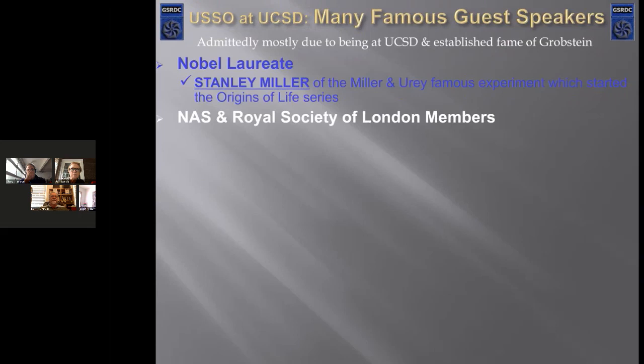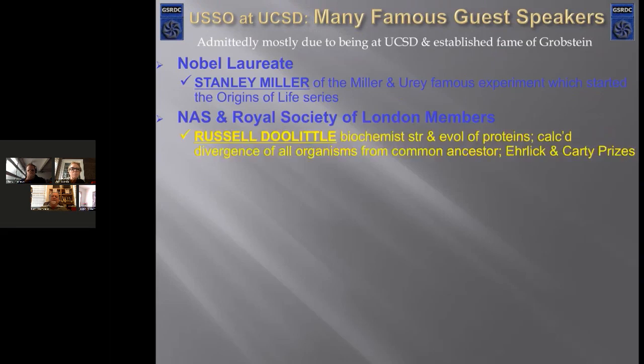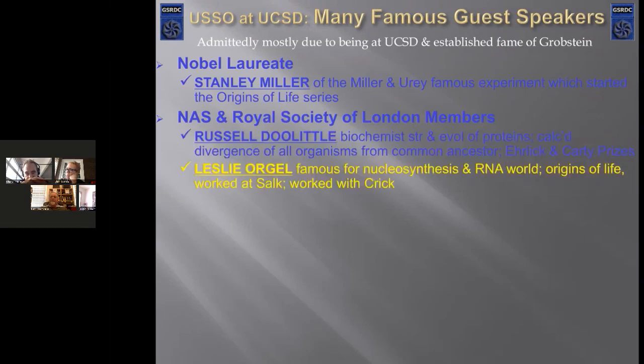There were several others who were members of the National Academy of Sciences in the United States, and also the Royal Society of London, the original scientific society you read about in history books. It started with Isaac Newton and others. Russell Doolittle, for instance, was a biochemist who studied the structure and evolution of proteins. He calculated the divergence of all organisms from a common ancestor. He received the Ehrlich and Carty prizes. We're going to have several of these people who got the Carty prizes. I'm not going to bore you with it, though.